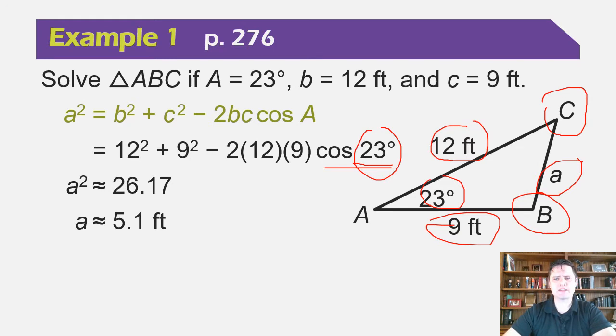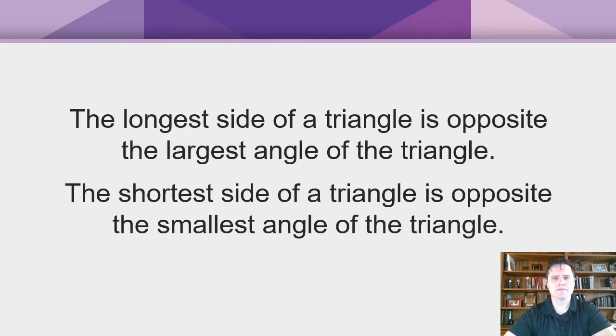Remember what I told you last time? We can also check for reasonableness, and again, looking at this triangle, it seems to make sense that this should be the shortest side, right? Because this angle appears to be the smallest angle of the group of three that are here. So the longest side of a triangle is opposite the largest angle. The shortest side of the triangle is opposite the smallest angle of the triangle.